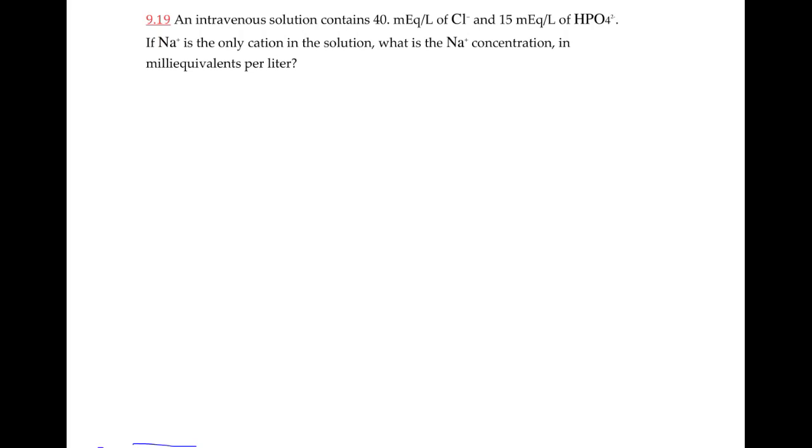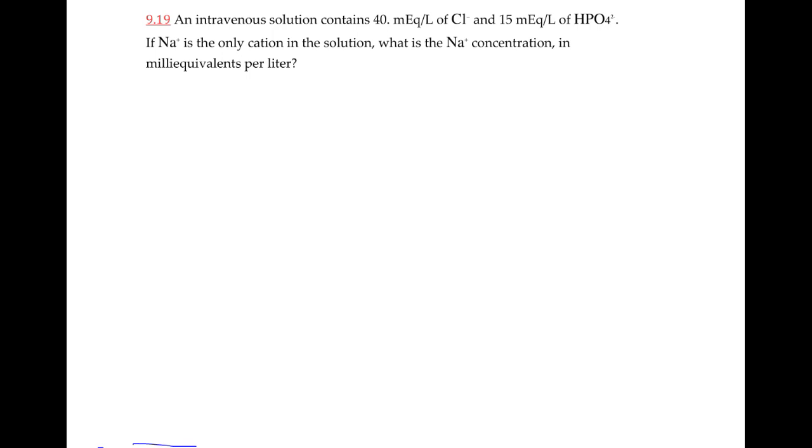Question 9.19 says an intravenous solution contains 40 milliequivalents per liter of chloride and 15 milliequivalents per liter of hydrogen phosphate. If sodium is the only cation in solution, what is the sodium ion concentration in milliequivalents per liter? So I need to figure out how much sodium I need to balance out the negative charge of both the chloride and the hydrogen phosphate.